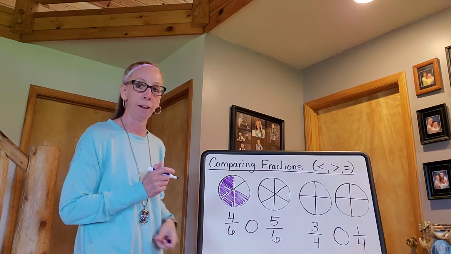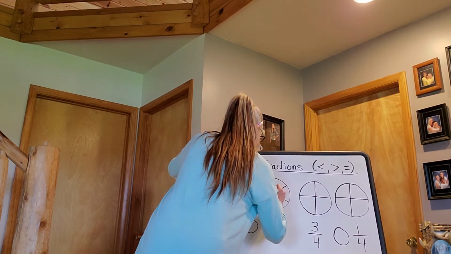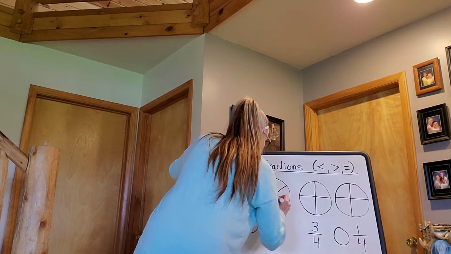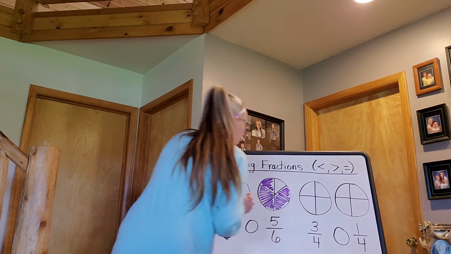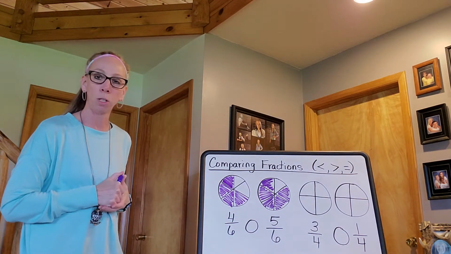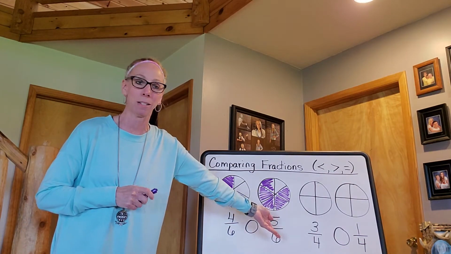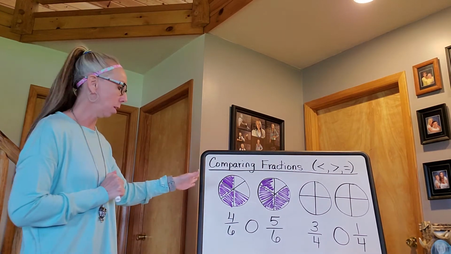Now we need to color in 5/6. So let's do that now. 1, 2, 3, 4, 5. So now we're going to compare. Well, which circle has more space colored in? Well, the one on the right. That's right. So that has more space colored in than the one on the left.